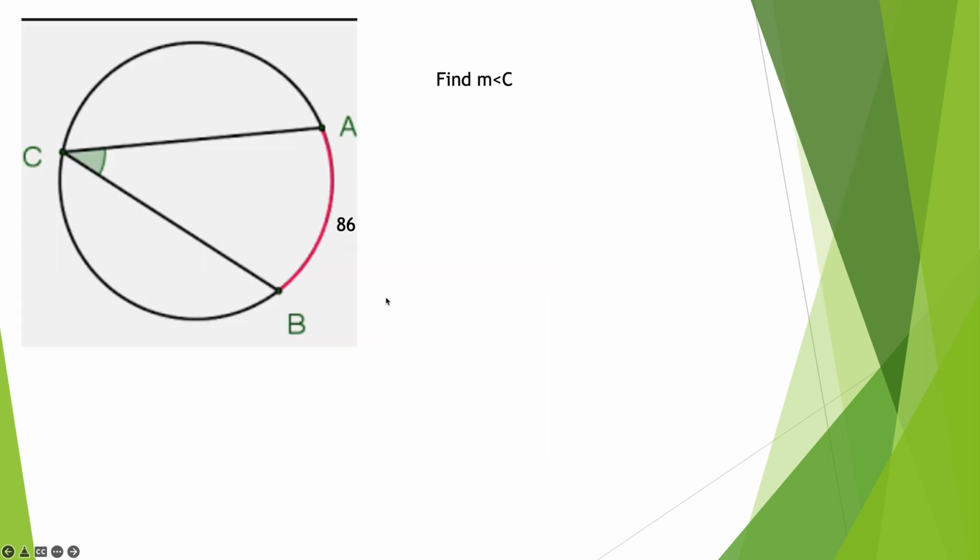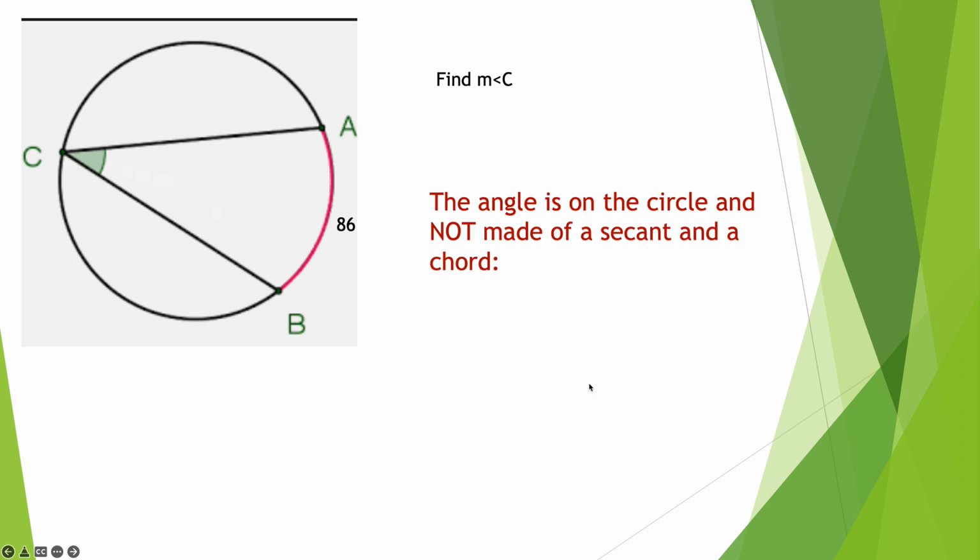Little inscribed angle action here. An inscribed angle is on the circle. Anytime you have an angle on the circle, except when a secant meets a chord, which is an exception we're not going to worry about right now, the angle is always half the arc. So if that arc is 86 degrees, then the angle will be half of 86, or 43 degrees.